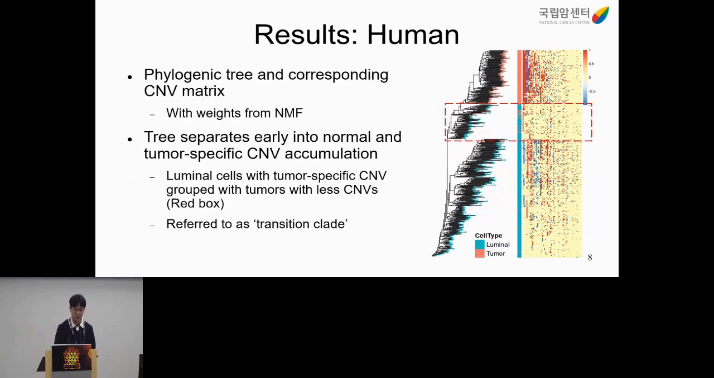We apply the same technique and try to figure out the phylogeny. This time you do see a clear separation, but as I have put in a red box, the separation of the tumor clades begins with the normal cells. And if we zoom in a little bit closer, there is a first CMV gain that is shared with the subset of the normal cells.